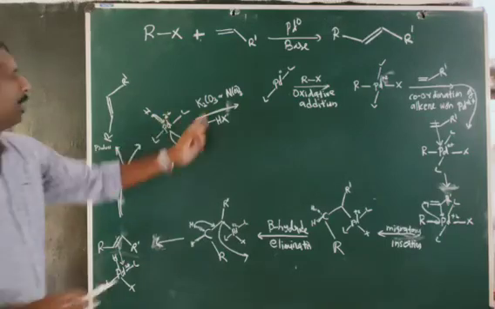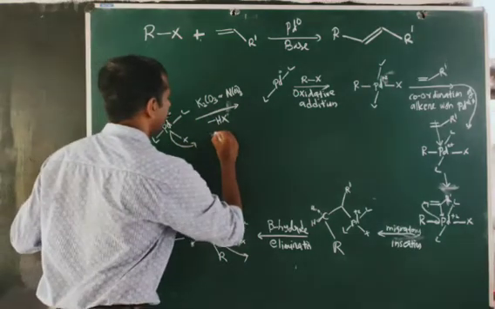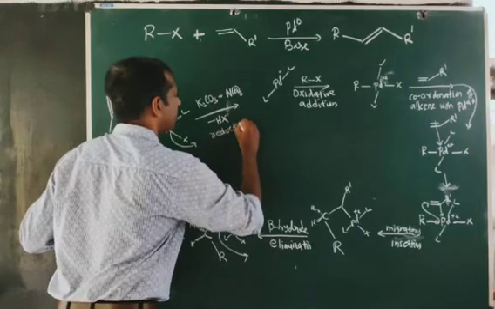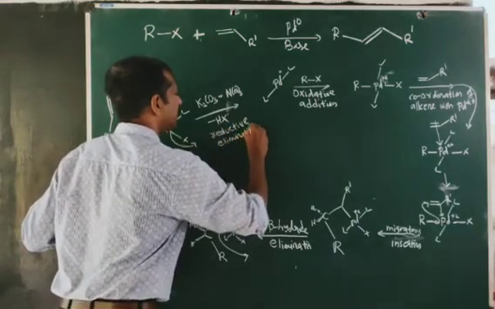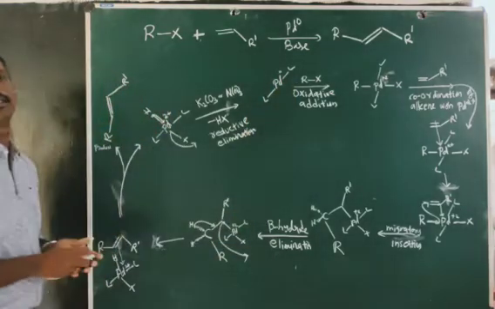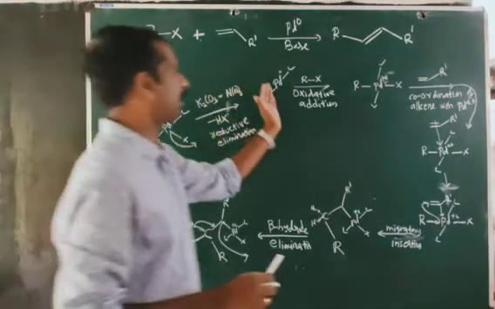So this step is known as reductive elimination of HX, and we come back to our Pd0 compound. Again, the cycle is continuing.